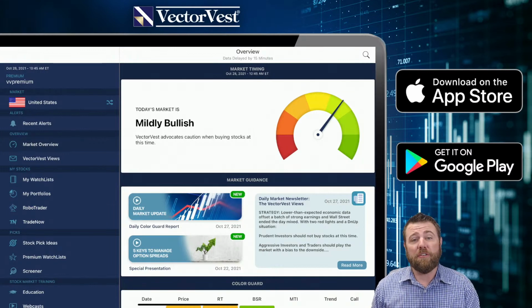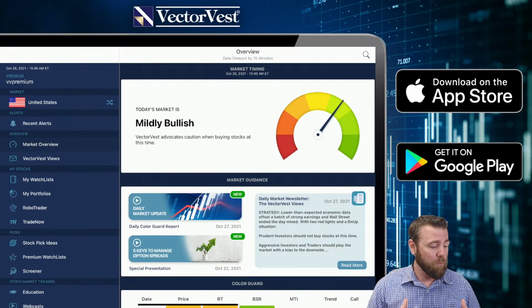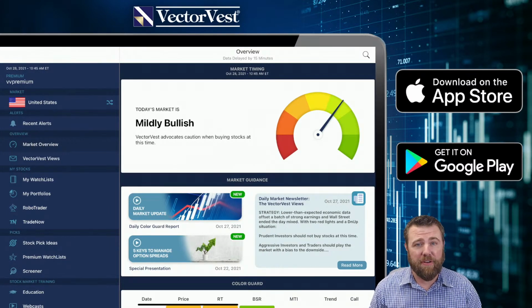Today is our Thursday mobile streams where we're going to be looking at the VectorVest Stock Advisory app. If you're not familiar with it, the VectorVest Stock Advisory app is probably the most comprehensive stock trading app out there. It allows you to manage your portfolio, know when to get in, when to get out of the market, what stocks are hot, what stocks are not, and everything else you need to know.